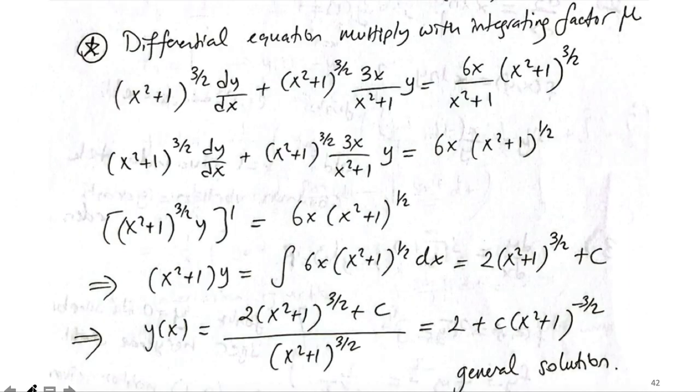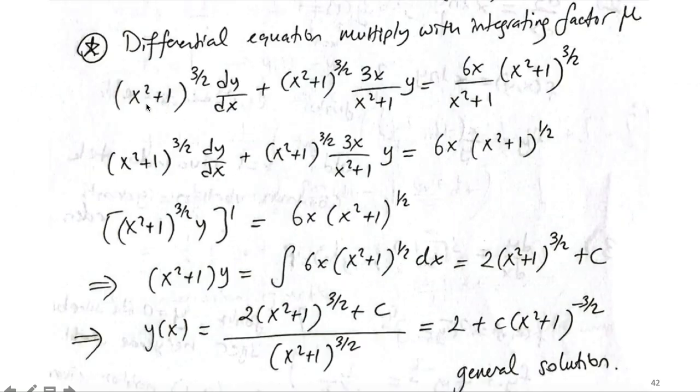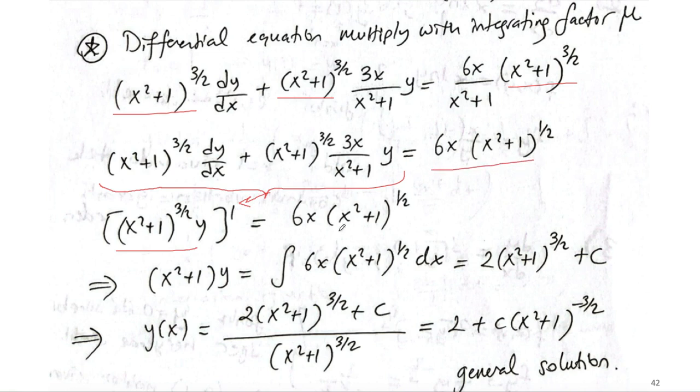And now, once we obtain the integration factor, what do we do? We multiply both sides of the equation with this term. This is the integration factor. So we multiply both sides of the equation. Then we can observe that this left-hand side becomes the application of the product rule. We have this expression and the derivative. And on the right-hand side, you have this expression here.